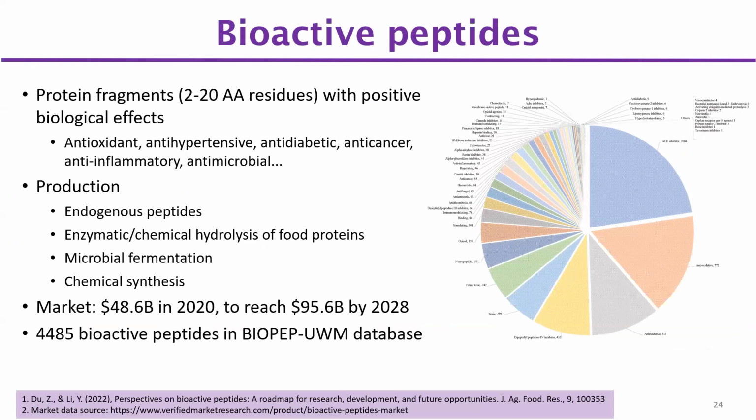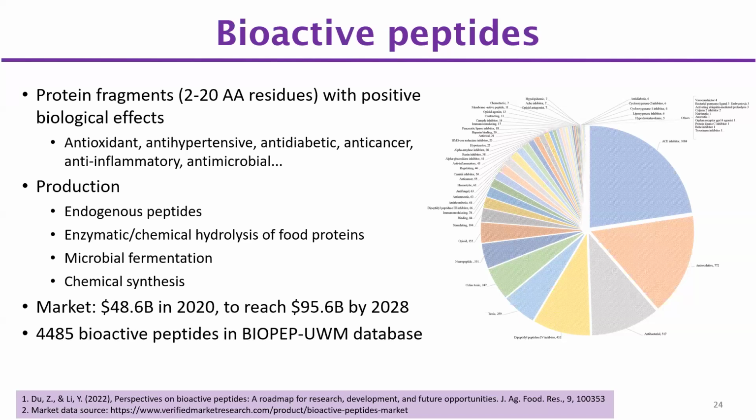So they are about 2 to 20 amino acid residues, and some have health beneficial biological effects. One example is antimicrobial peptides, which we will focus on in our NSF project. But we also work on antioxidant, antimicrobial, anti-cancer, anti-diabetic. There are different types of biofunctions the peptides could possess.